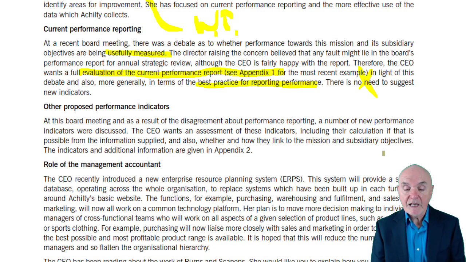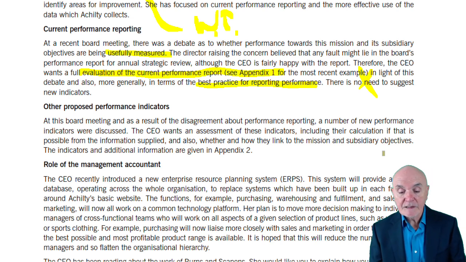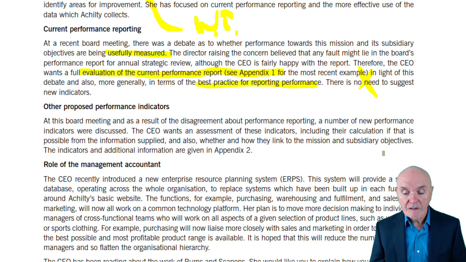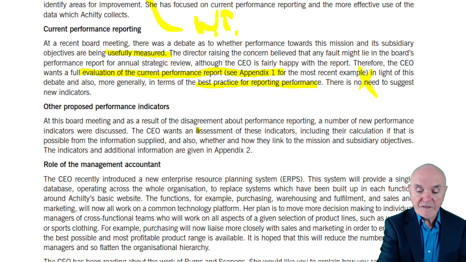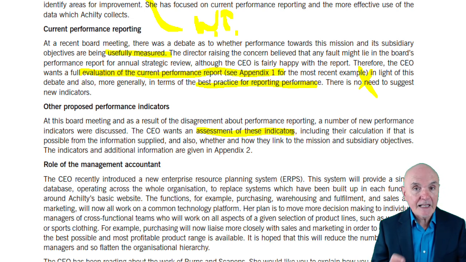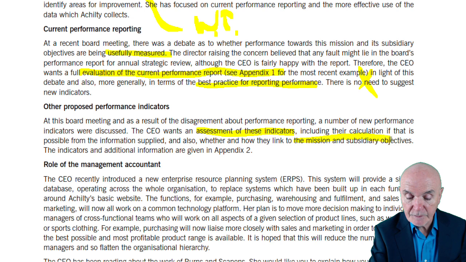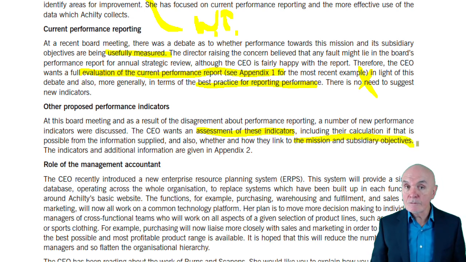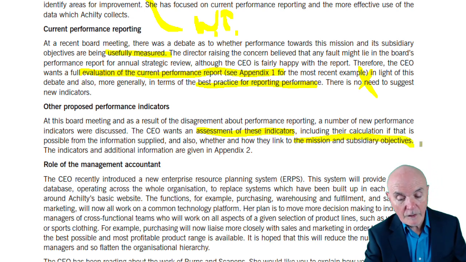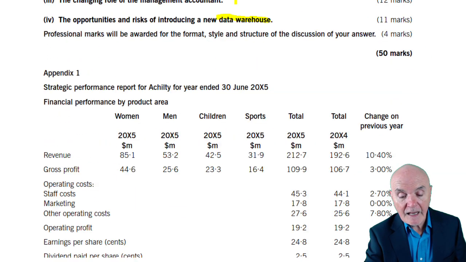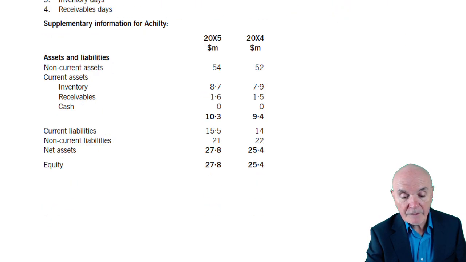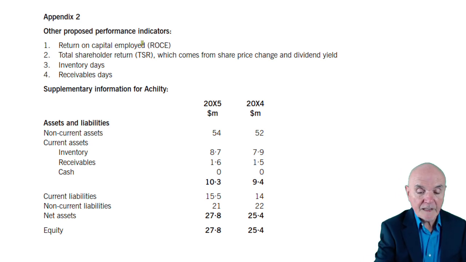Other proposed performance indicators. At this board meeting, and as a result of the disagreement, a number of new performance indicators were discussed. The CEO wants an assessment of these indicators, including their calculation, if that is possible from the data which is supplied, and also how they link to the mission and subsidiary objectives, if indeed they do.